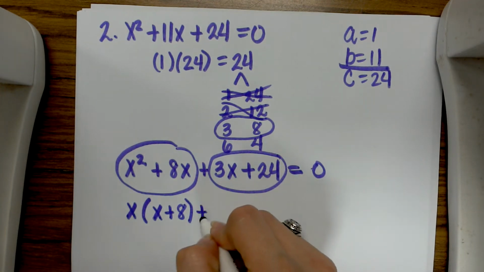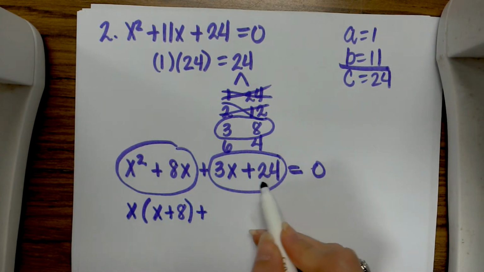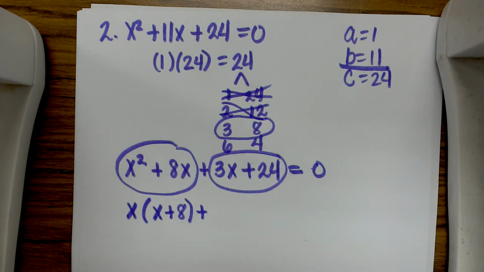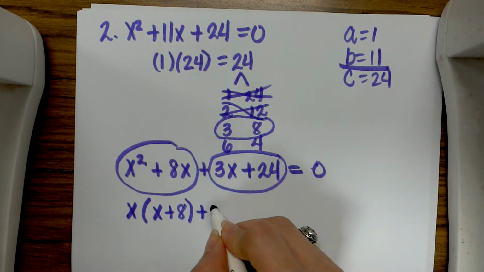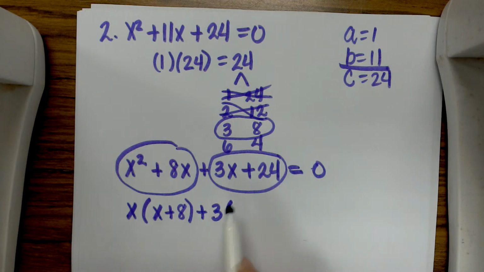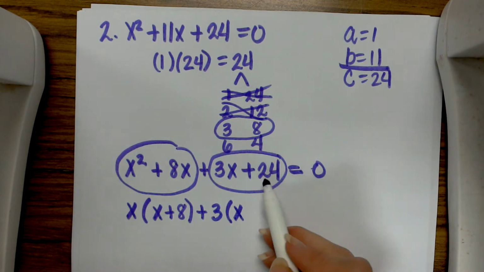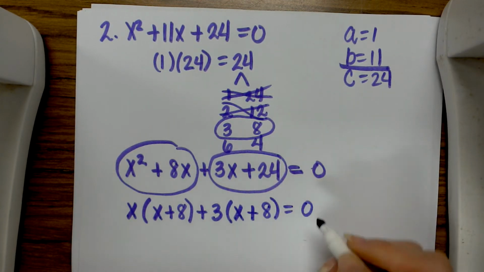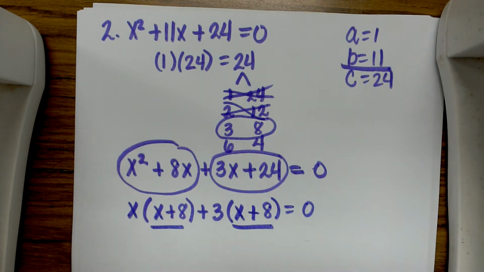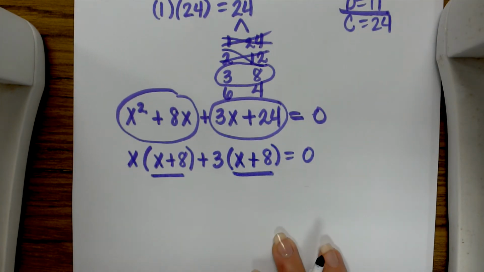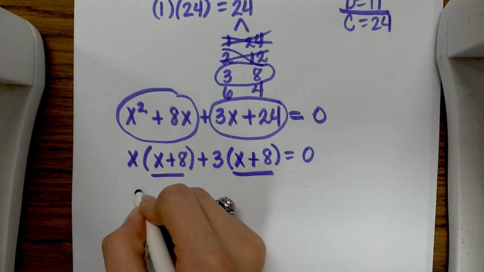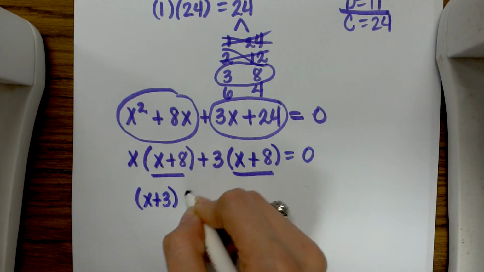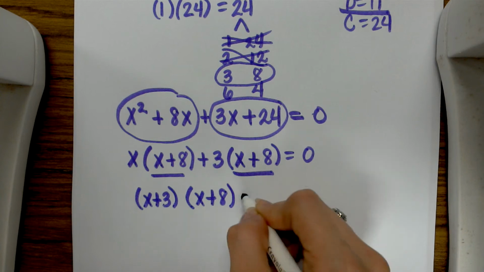Then, let's move on to the next group. My coefficients are 3 and 24. Well, I can definitely pull out a 3. Can I pull out an x? Nope, I can't. So, I have 3, open parentheses. If I pull out a 3 from here, I'm left with an x. And if I pull out a 3 from 24, I'm left with an 8. So, look here. These are the same. That's what we want. So, awesome. So now we are going to rewrite it. The way we rewrite it is x plus 3, x plus 8 is equal to 0.